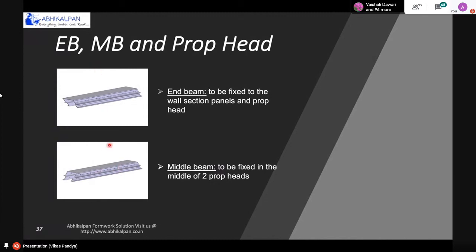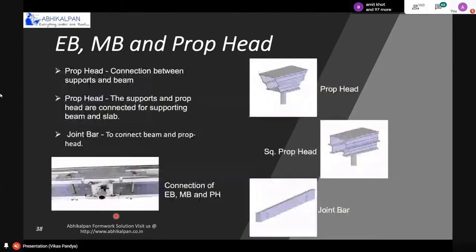The average weight of this panel is around 48 kg. So these two panels are very heavy, because they have to take all the weight from the deck panel and transfer it to props.